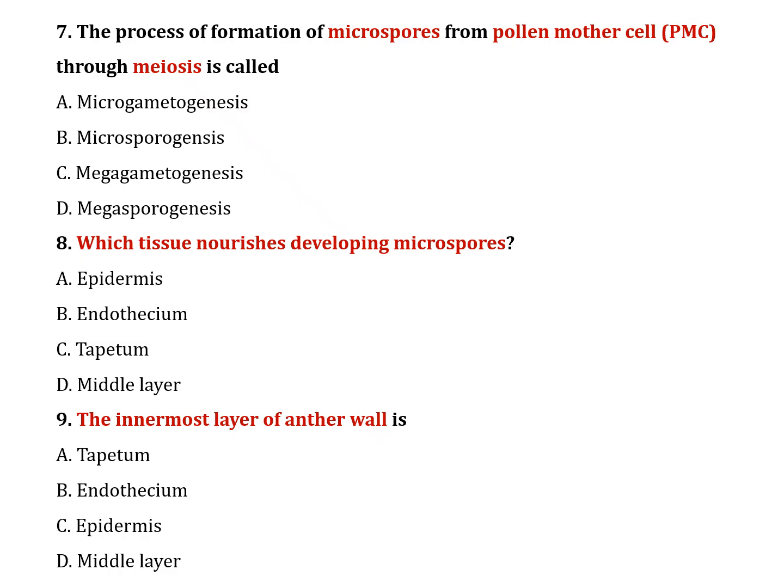The next question number 7. The process of formation of microspores from pollen mother cell through meiosis is called option A microgametogenesis, option B microsporogenesis, option C megagametogenesis, option D megasporogenesis. Correct answer is option B microsporogenesis.